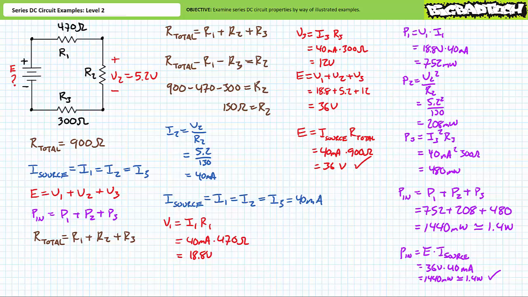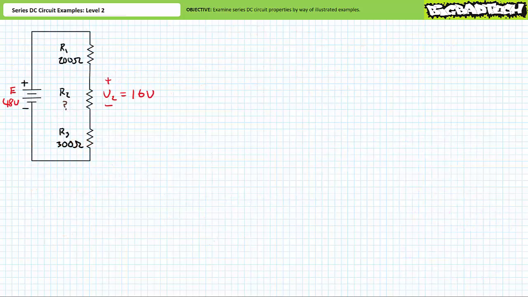I've got a reasonable degree of confidence these answers are correct. We can move on to the next illustrated example. Our next illustrated example problem features a 48 volt source in series with three resistors, R1 having a value of 200 ohms, an unknown resistor R2, and R3 having a value of 300 ohms.